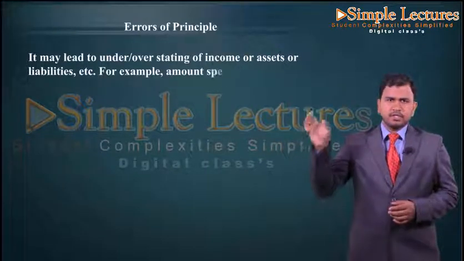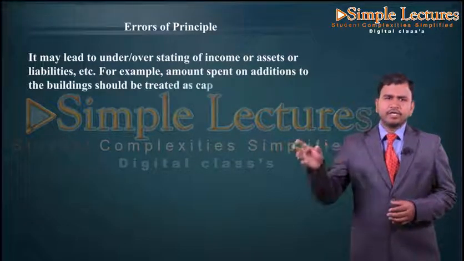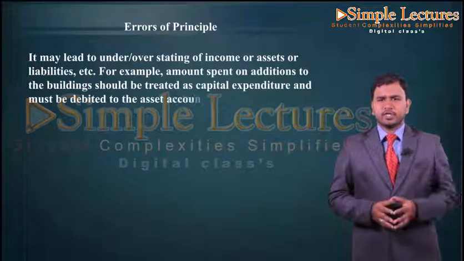For example, amount spent on addition to the building should be treated as capital expenditure and must be debited to the asset account.